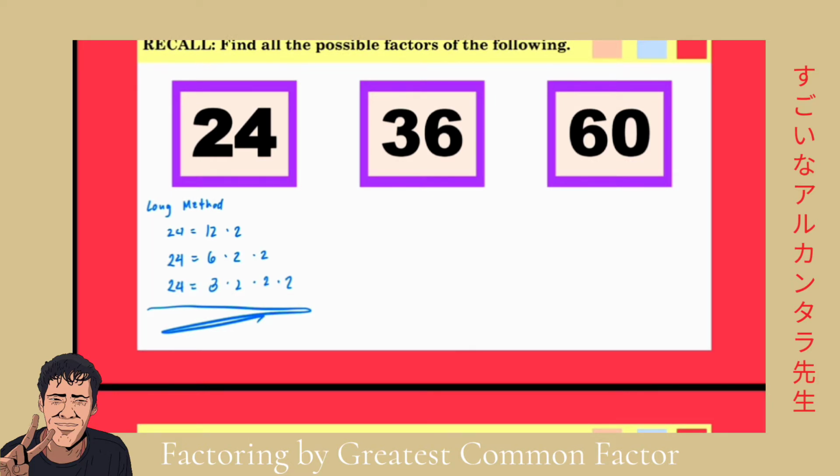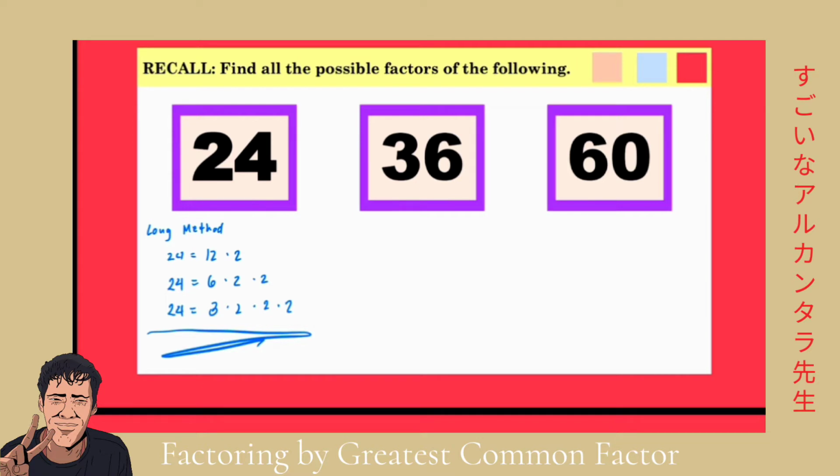Okay. So for 36, instead of doing the long method, what I'm going to show you is continuous division. Let's say that we have 36 and we wish to find the prime factors of this given number. You might have seen this before. So we will think of different prime factors that will serve as divisors for this number. Let's say that we have 3. So 36 divided by 3 will be 12. And 12 can also be divided by 3. So 12 will now become 4. And 4 is also divisible by 2. So we have 2. 4 divided by 2 is 2.